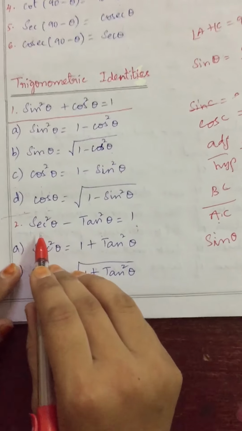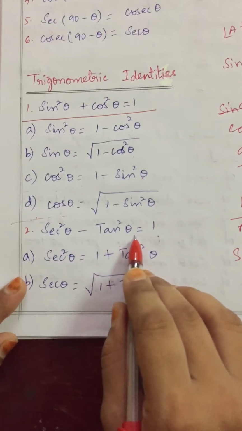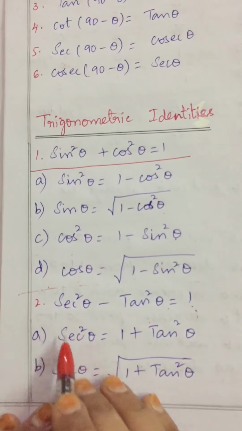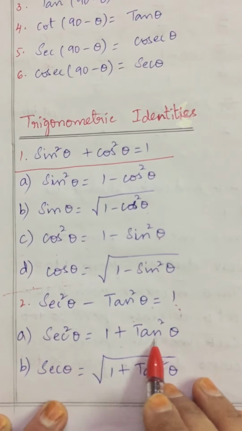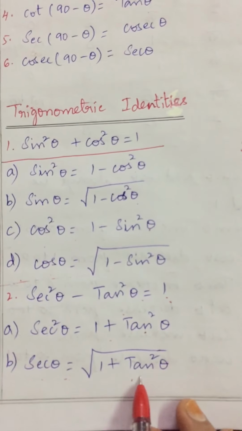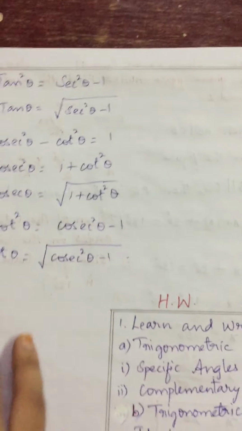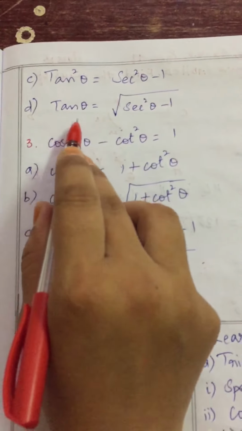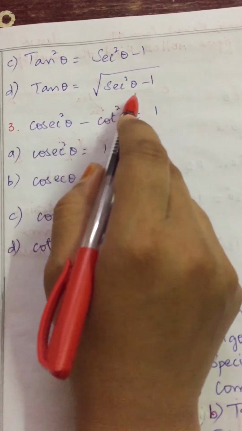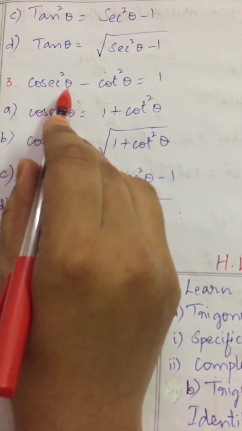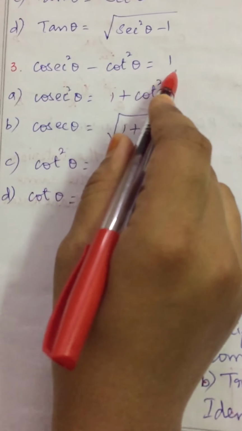Now the next identity is secant square theta minus tan square theta equal to 1. With this also we can make 4, like secant square theta equals 1 plus tan square theta, secant theta equals the square root of 1 plus tan square theta, as I explained with sin square theta. Now tan square theta equals secant square theta minus 1 and tan theta equals the square root of secant square theta minus 1. Now the third identity is cosecant square theta minus cot square theta equal to 1.